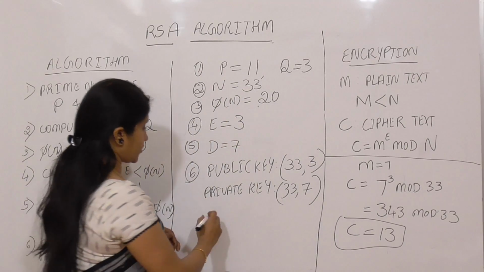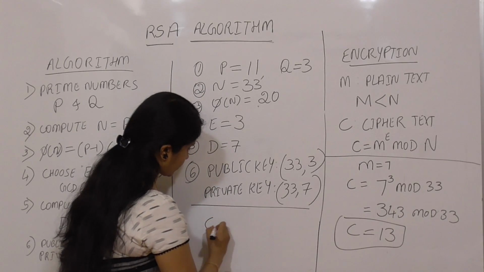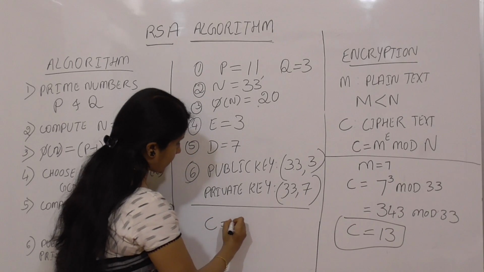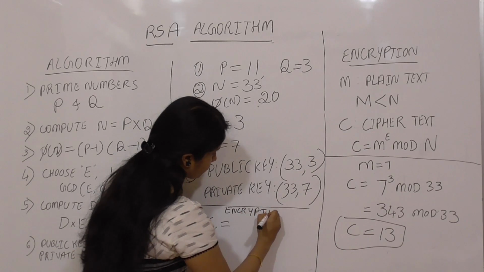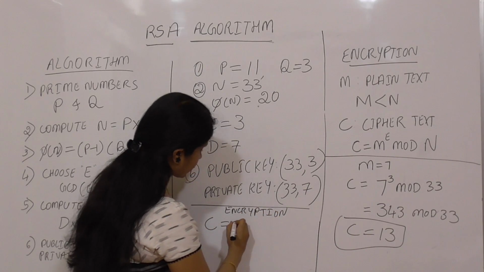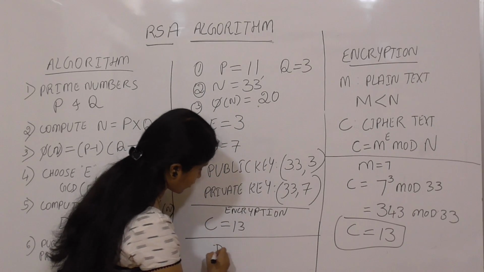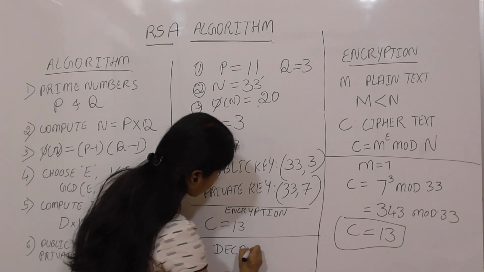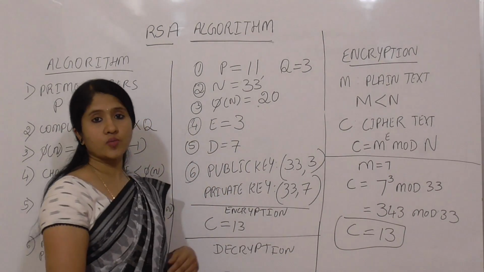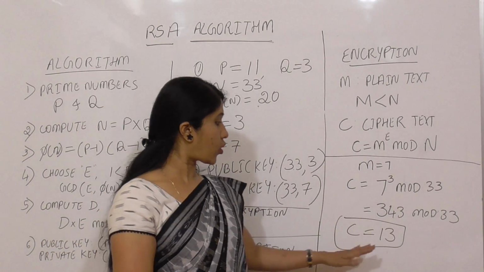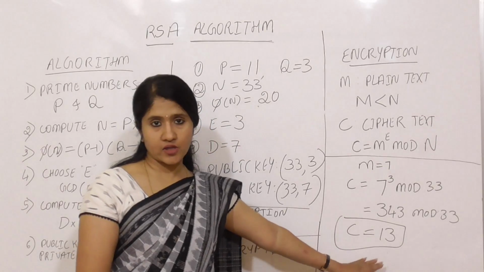Let me just add it here. Cipher text C is my encryption, right? This is encryption. So my cipher text is 13. So how would my decryption look? With decryption, I should get back the original message, that is 7, from this. So what is the algorithm for that?